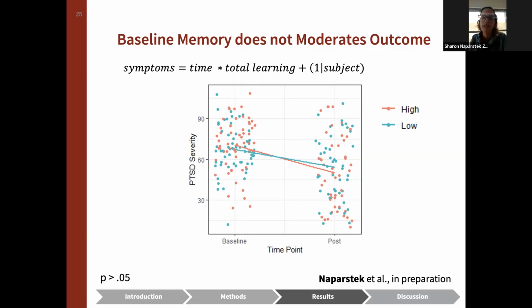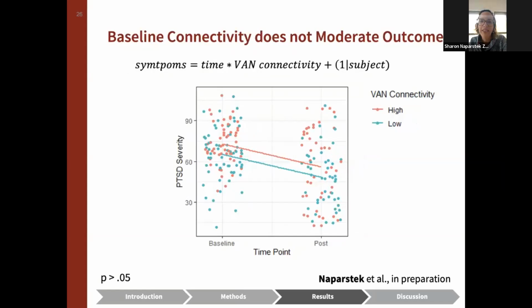What is evident is that regardless of memory abilities, all individuals show a decrease in symptoms. So one, therapy works, and two, we don't have an effect of moderation by memory. Next slide, we can look at connectivity. And here again, the pink dots are those with high connectivity, the green dots are those with low connectivity. And regardless of connectivity strength, all individuals show a decrease in symptoms.